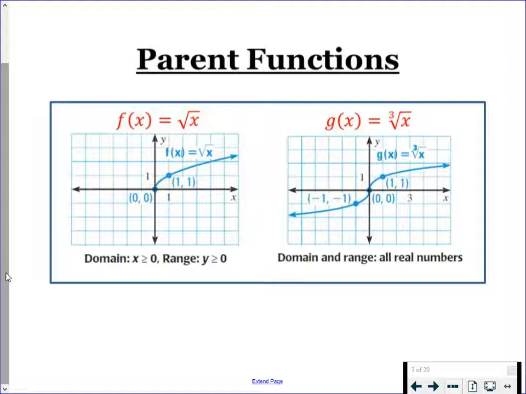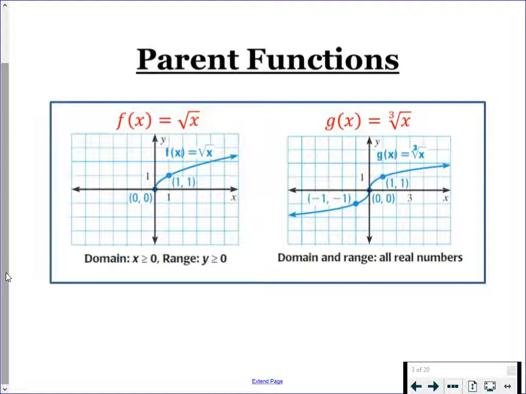The cubed root of x: the cubed root of 0 is 0, the cubed root of 1 is 1. The next one would be the cubed root of 8 is 2. Then remember, I can take the cubed root of a negative number. So the cubed root of negative 1 is negative 1. The cubed root of negative 8 is negative 2. That's why that one looks like a little snake.